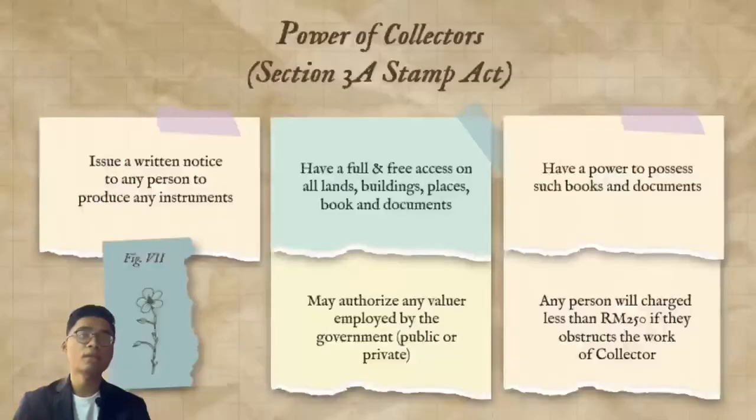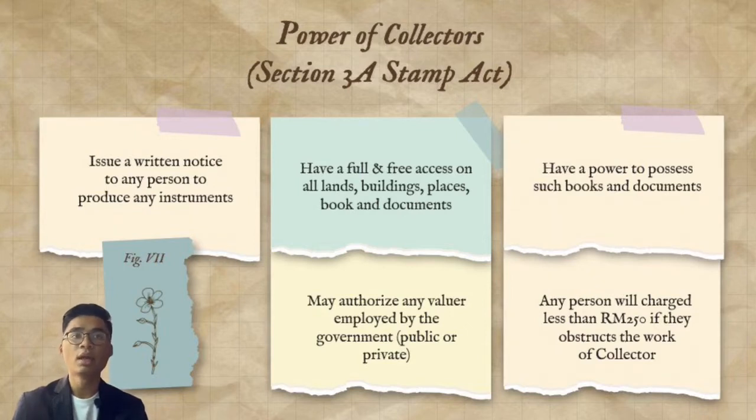So, what power do the collectors have? According to Section 3A of the Stamp Act 1949, the first power is issuing a written notice to any person to produce any instruments for the purpose of ascertaining whether it is chargeable with duty and whether that duty has been paid. Second, having full and free access on all lands, buildings, places, books, and documents. Third, having the power to possess such books and documents. Fourth, they may authorize any valuer employed by the government, public or private. And lastly, the collectors can charge any person less than 250 ringgit if the person obstructs the work of the collector.